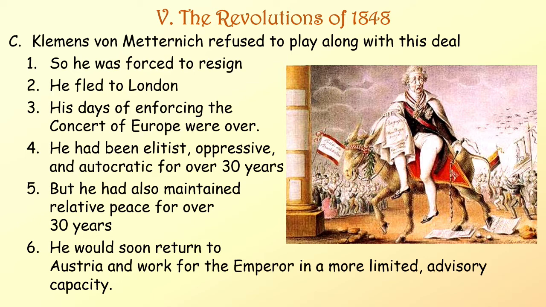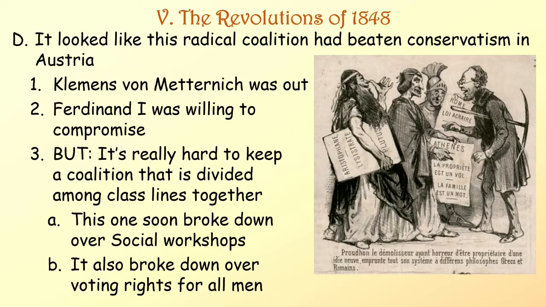His days of enforcing the concert of Europe were now over. He had been elitist, oppressive, and autocratic for over 30 years. But he had also maintained relative peace for over 30 years. And he would soon return to Austria anyway and work for the emperor, simply in a more limited advisory capacity.